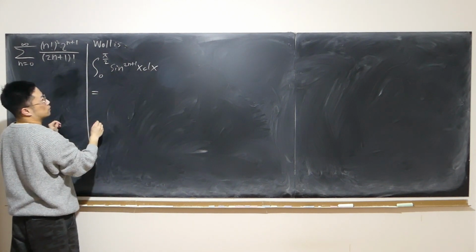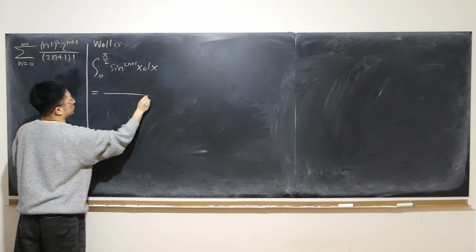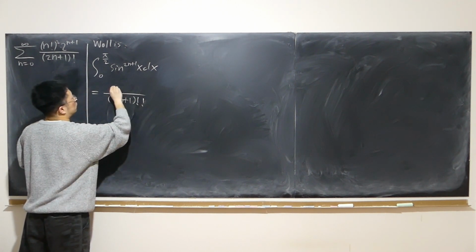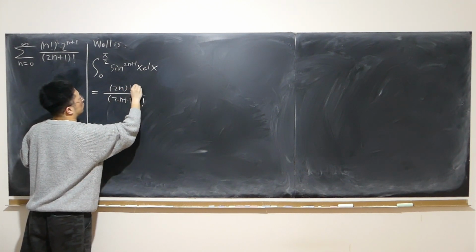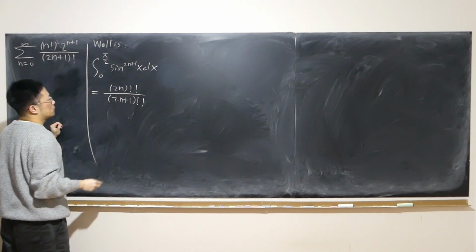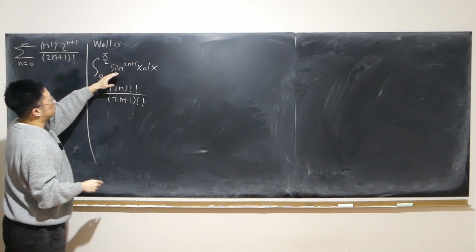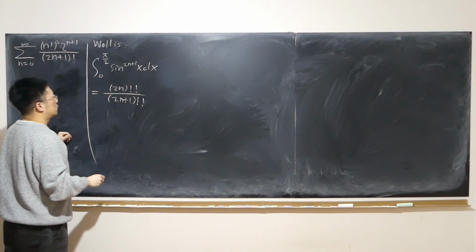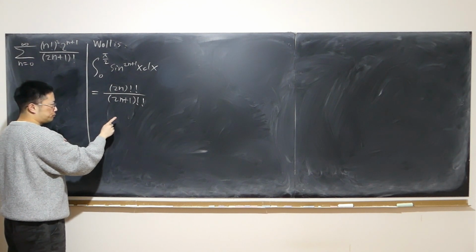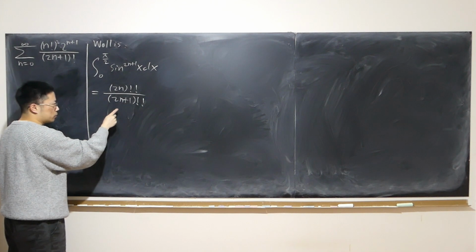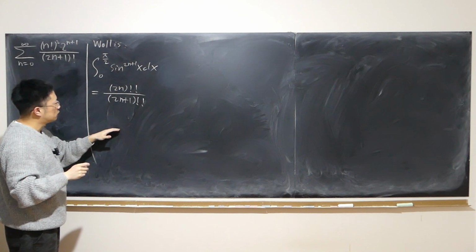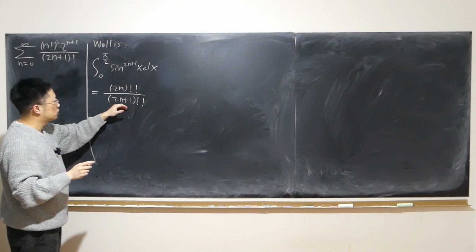And the Wallis formula tells us that it is written as 2n double factorial over 2n plus 1 double factorial. Since it's an odd power, we don't have to multiply by half pi. If it's an even power, then multiply by half pi. So 2n plus 1 double factorial means, since it's an odd number, for example, 9 times 7 times 5 times 3. It's the product of all the odd numbers from 1 up to this number.